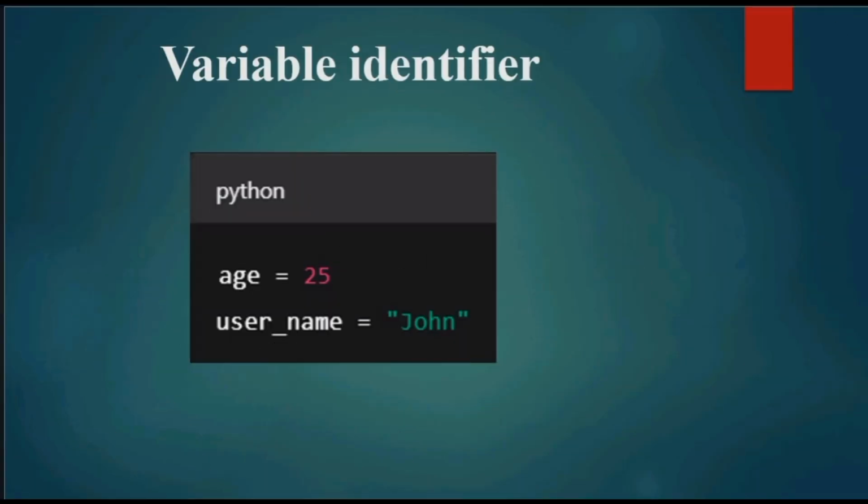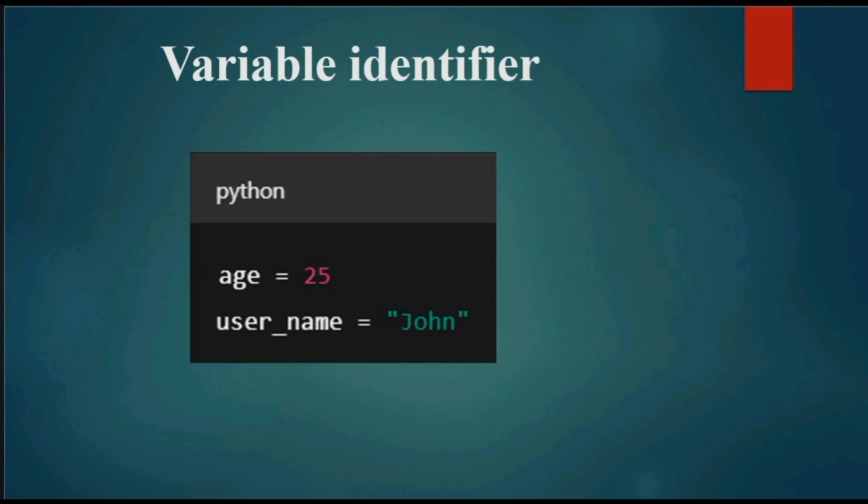So in variables there are some types. We can see them one by one. First one is the variable identifier. So you can see the example on the screen. age equals 25. So 25 is stored in the variable called age, and below, username equals John. So John is also stored in a variable called username.